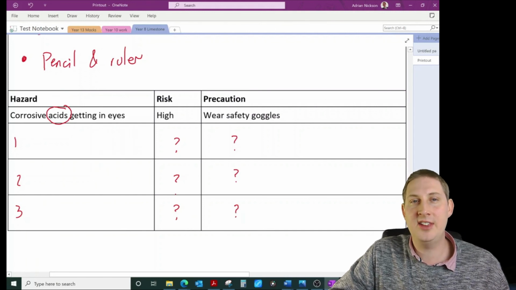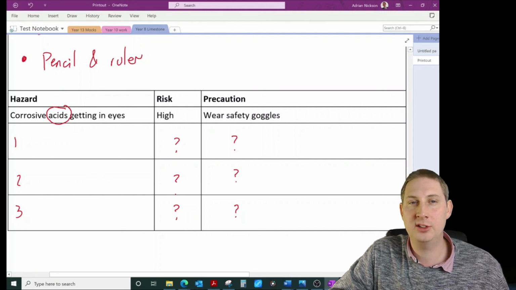When you've completed that sheet, you can either do it electronically or you can write it. You need to submit it to me on Google Classroom. Over to you.